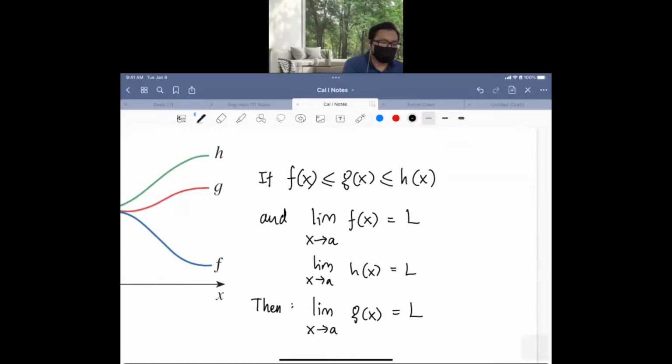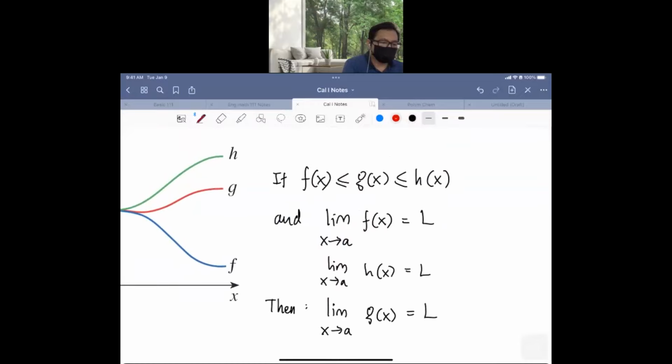Okay, this theorem is called the squeeze theorem. Okay, let me write the name. This is called the squeeze theorem, or sometimes you call it the pinch theorem, or pinching theorem.